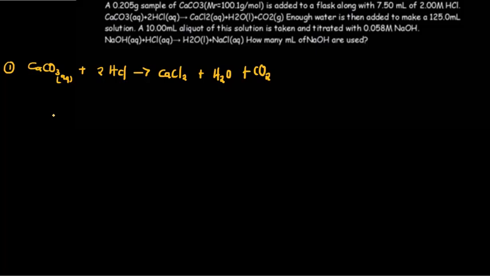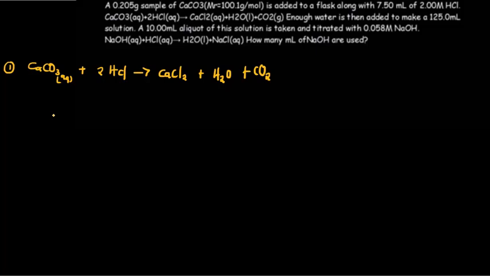So they're saying if a 0.205 gram sample of calcium carbonate with that molar mass is added to a flask along with 7.5 mL of 2 molar HCl, then enough water was added to make a 125 mL solution. After that, they took an aliquot of that solution, which was made in the 125 mL, and titrated it with the 0.058 molar sodium hydroxide according to that equation. How many mL of sodium hydroxide were used?